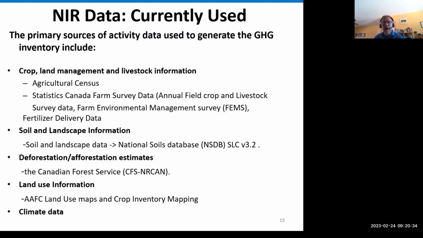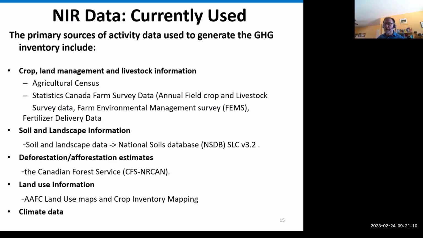So currently, as I said, our data sources are national in scope. So we use Agricultural Census and other Stats Canada surveys. So these are authoritative data sources that we can use and we can rely on, and we can understand what the impact of those changes are. Our soils are, as I said, the Soil Landscapes of Canada is our source, and then we get data from CFS as well as using Earth observation.